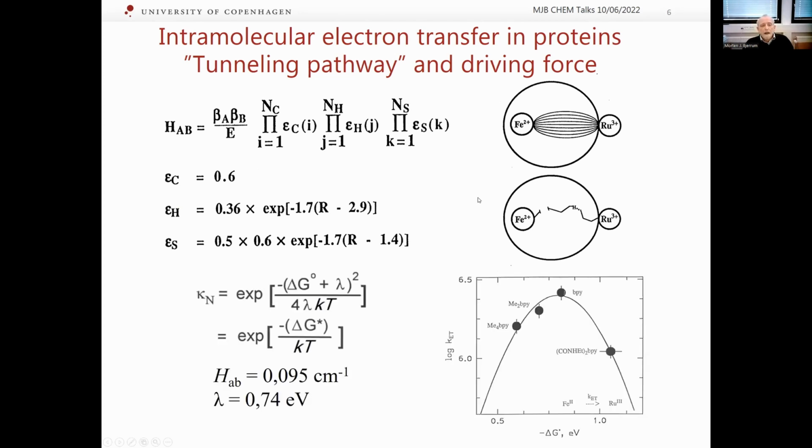Another thing we learned was that by changing the driving force, we could show that actually the inverted region can be obtained inside a protein. So again, here there is a control. The rate in biological systems can be controlled by controlling the reorganization energy for the electron transfer. So these two things are actually quite important when studying oxygen activation in biological systems.